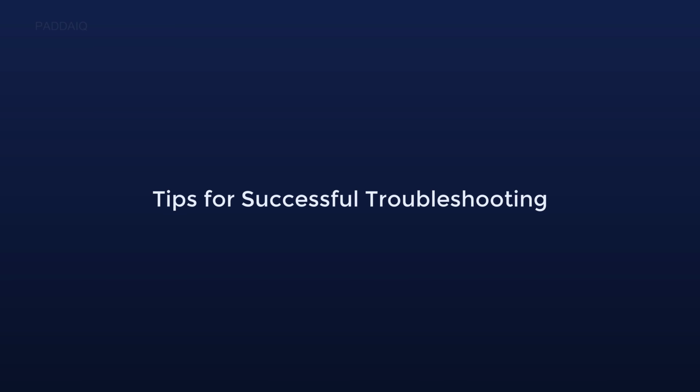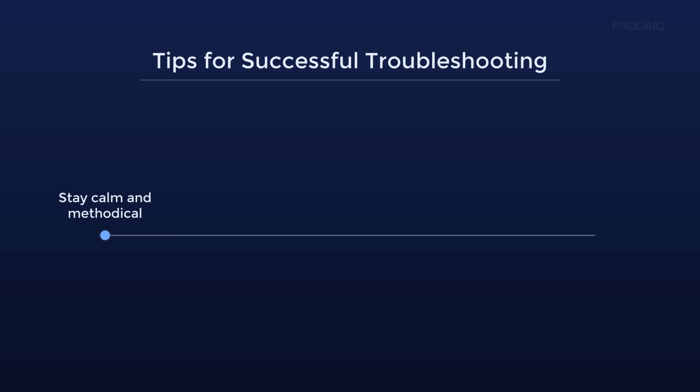Tips for successful troubleshooting. Stay calm and methodical. This means avoiding rushed decisions and systematically checking each part of the problem. For instance, if a report fails, first verify the data source, then the query, and finally the output settings. This disciplined approach ensures you solve issues efficiently without missing crucial steps.